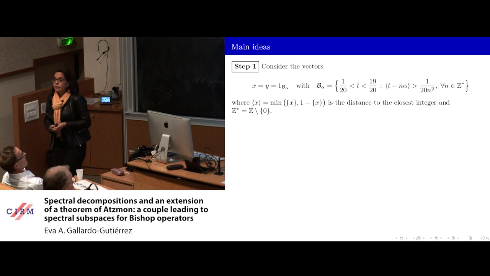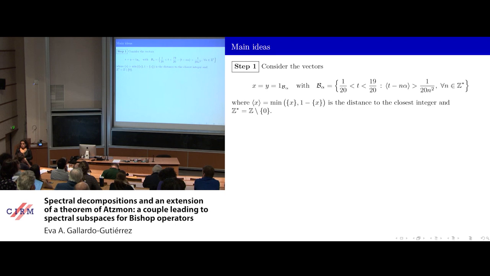And here, the construction is ad hoc, in the sense that we need to say who the vectors are going to be. Those are going to be the characteristic functions of B alpha, and this B alpha is constructed depending on the alpha we're considering, right? Here, x between brackets denotes the distance to the closest integer, and it has positive Lebesgue measure.